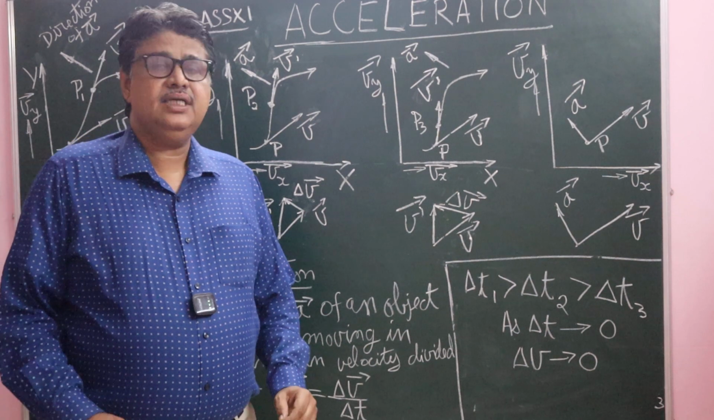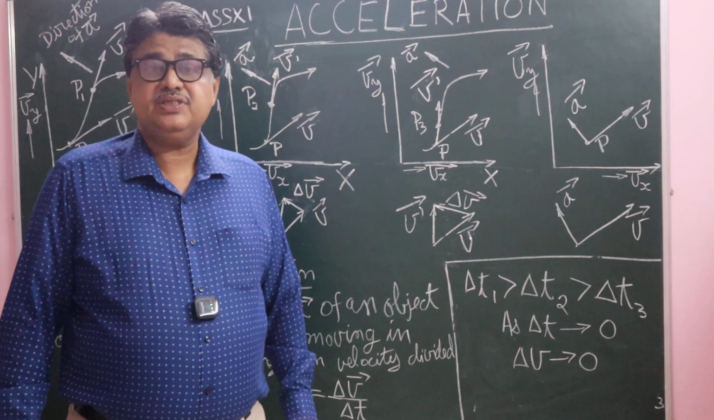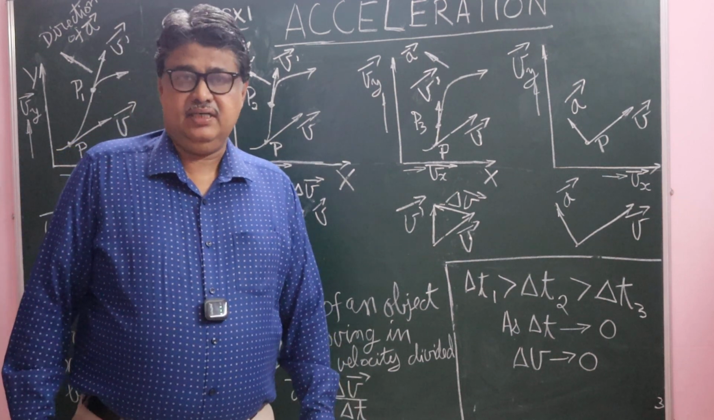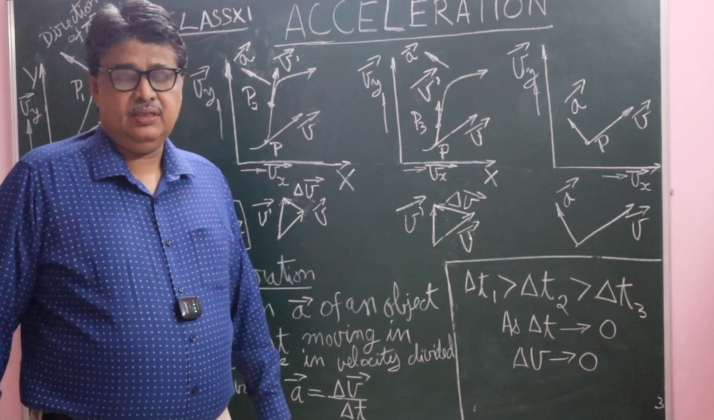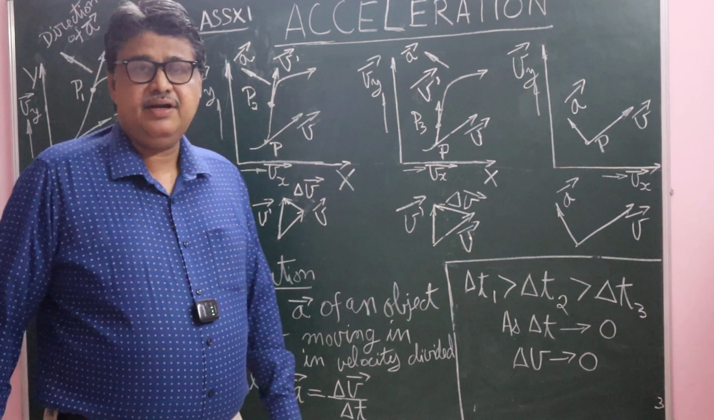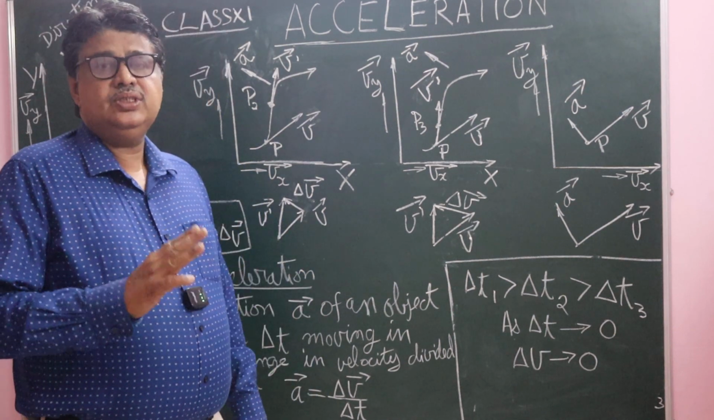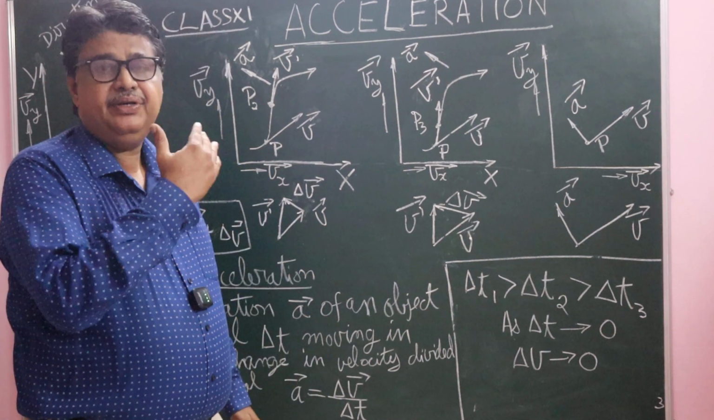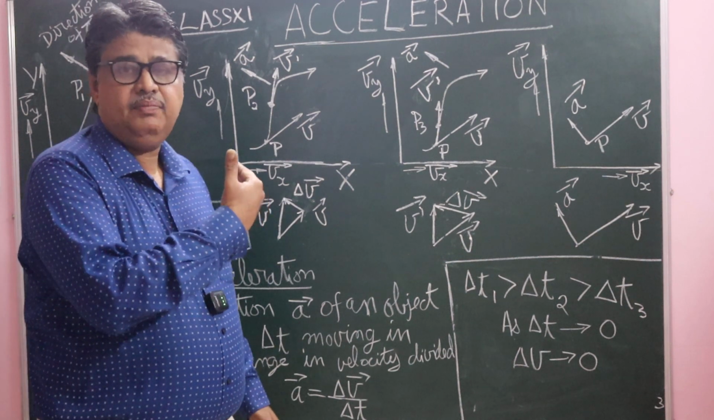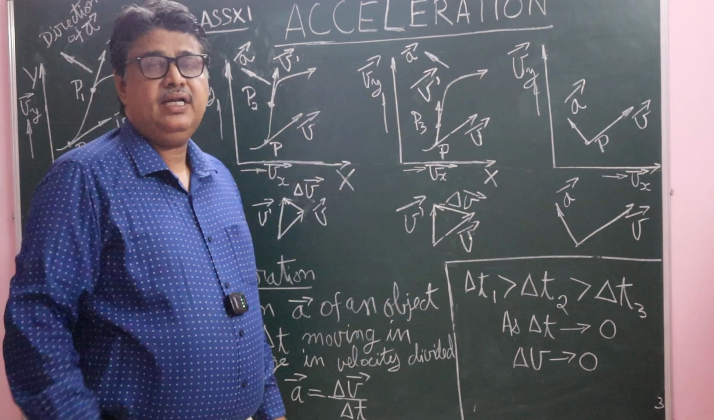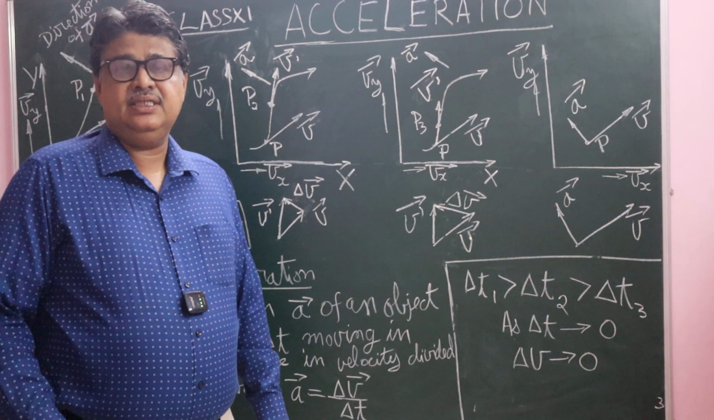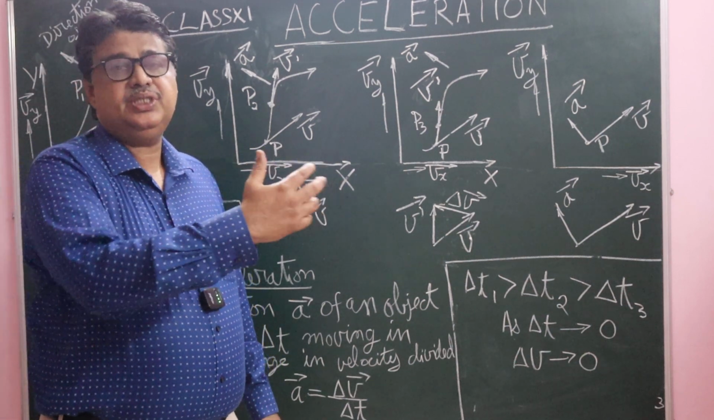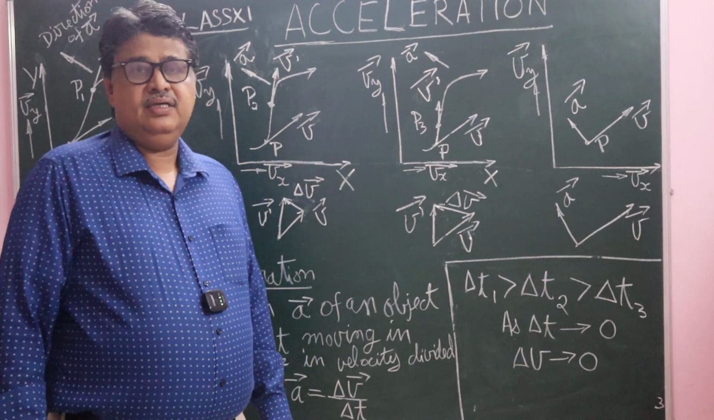A car is moving at a velocity of 60 km per hour. The driver wants to increase the velocity of the car. He presses the accelerator pedal. So what happens? The velocity increases from 60 km per hour to 100 km per hour. Let it take 5 seconds to reach the velocity of 100 km per hour.